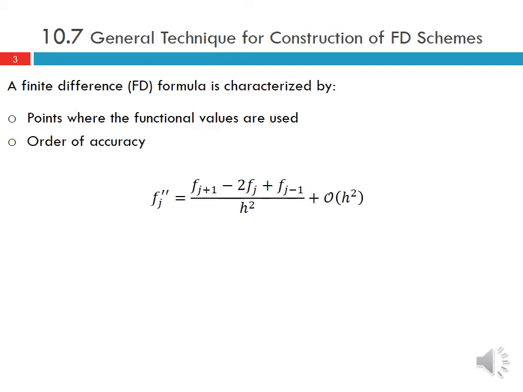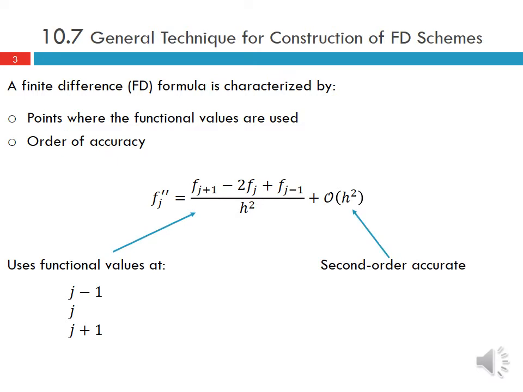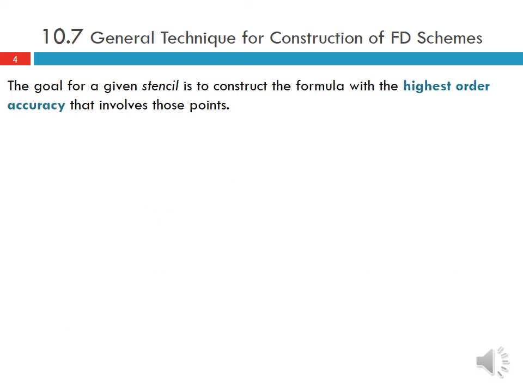So for example, we have a finite difference scheme defined here. It uses the functional values at the points j minus 1, j, and j plus 1, and it is second order accurate. So the points where we evaluate the function can be called a stencil. So the goal for a given stencil is to construct the formula with the highest order of accuracy that involves those points.